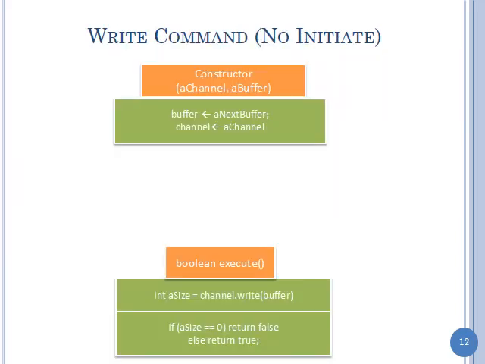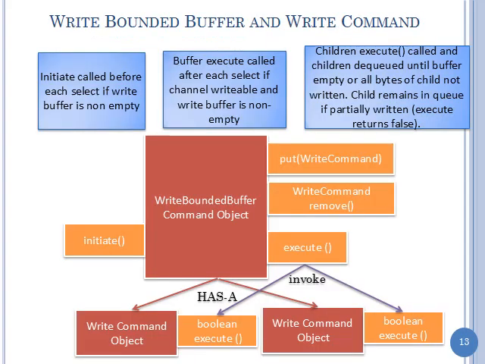We'll have now a write command with no initiate. I mean, the write command implements the initiate interface, but initiate does nothing. So effectively there's no initiate. There is execute though. So the initiate method gets bumped up to the parent object. So there's a write bounded buffer. Now that's the composite command object.